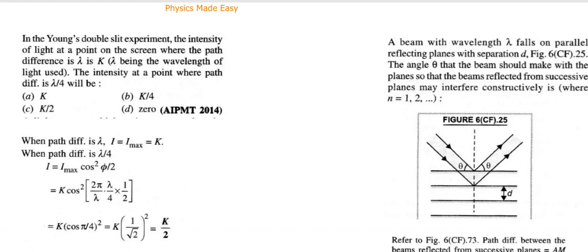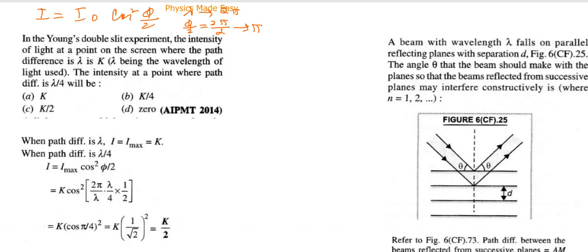Now the mathematical relation is very much clear to us. First of all, we should be familiar with this formula: I is equal to I naught cos square phi by 2. Now in the first case he talks about path difference lambda, and phase difference corresponding to this is 2 pi, and phi by 2 here is 2 pi divided by 2, and this is pi.